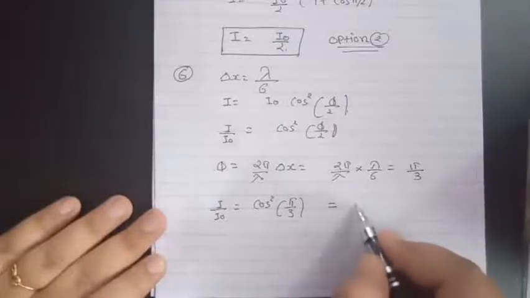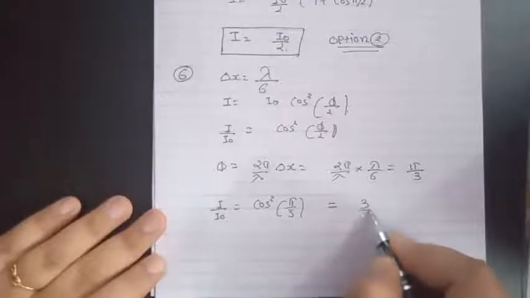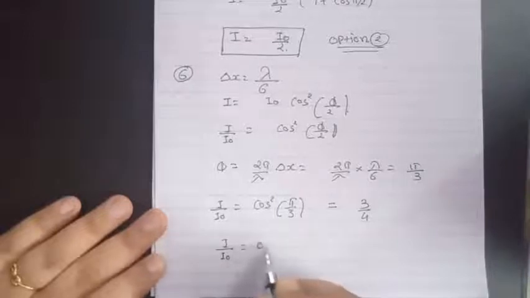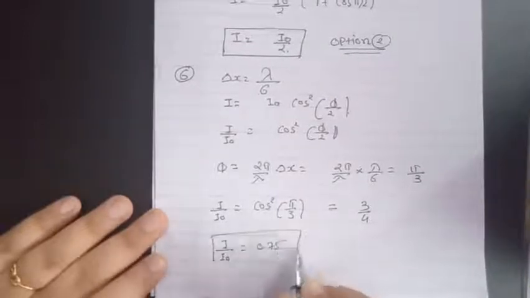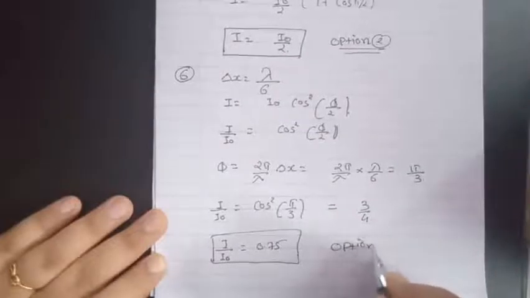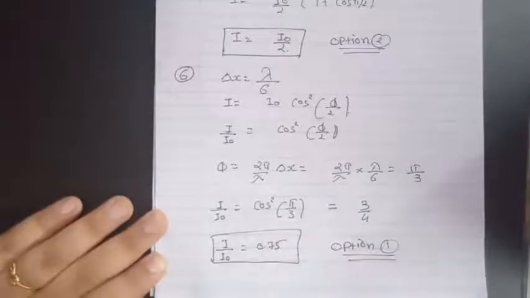That is equal to 3 by 4. So I divided by I naught is equal to 0.75. So option 1 is the correct option.